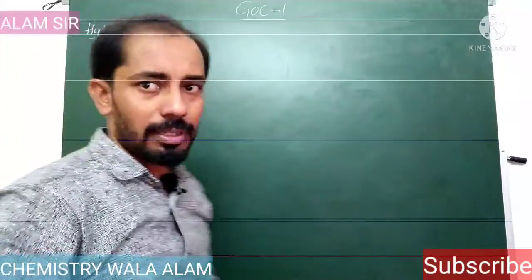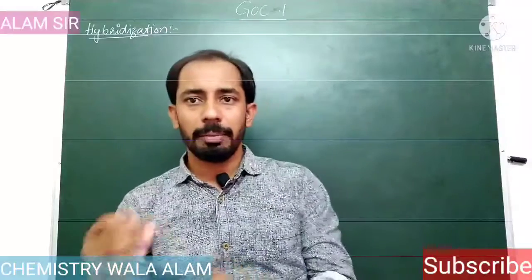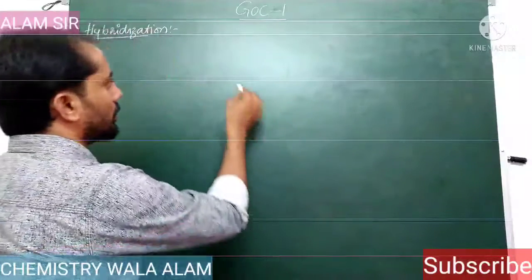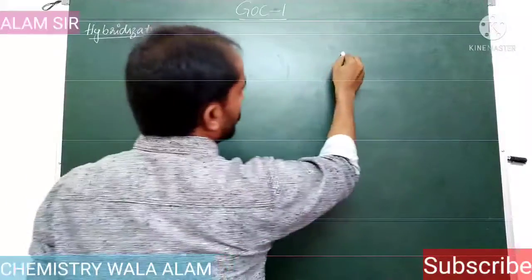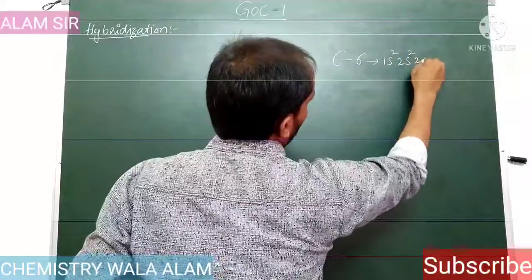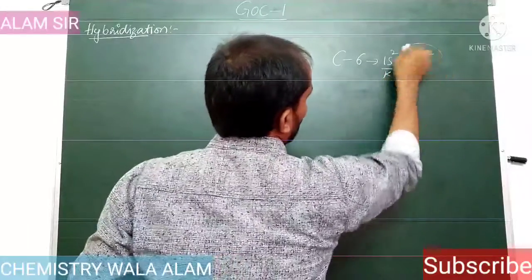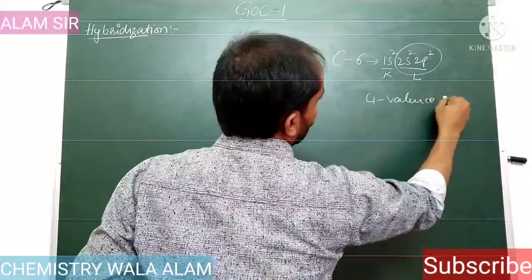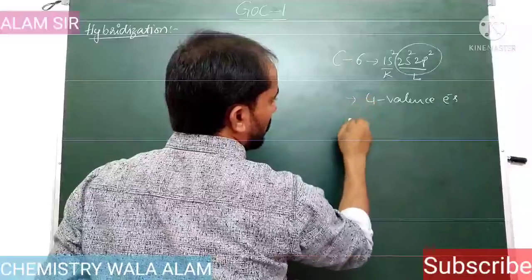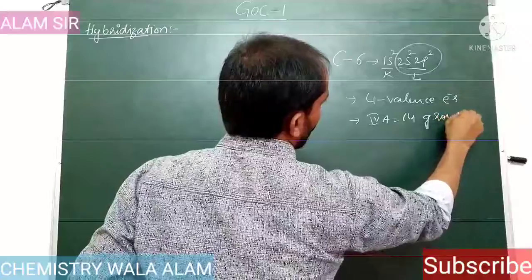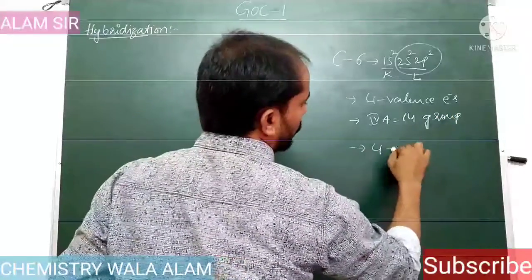Why has this topic been introduced? What is the reason behind introducing the hybridization concept? In the last video I had discussed that the atomic number of carbon is 6, and its electronic configuration is 1s2, 2s2, 2p2. Here the L shell is the valence shell, containing 4 valence electrons. So these 4 valence electrons mean it belongs to group 4A or the 14th group. Its valency is 4.